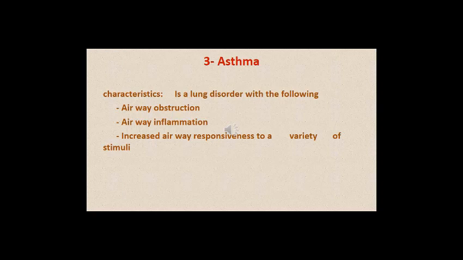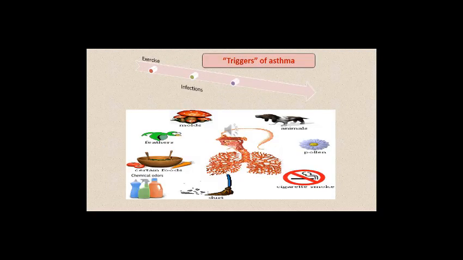Asthma طبعا is a lung disorder with the following: عندنا airway obstruction or airway inflammation with increased airway responsiveness to a variety of stimuli. This is an illustration of the things that trigger asthma. عندي حاجات زي molds, feathers, طبعا certain foods, certain animals, pollen, and smoke.